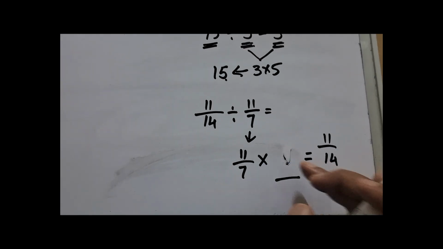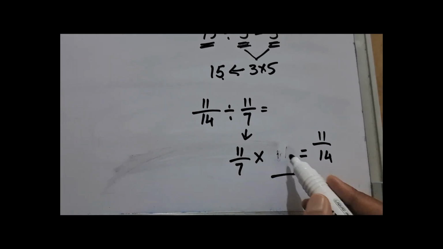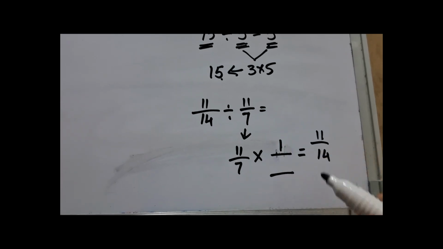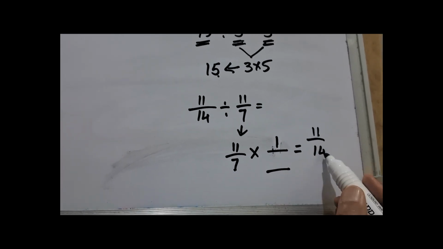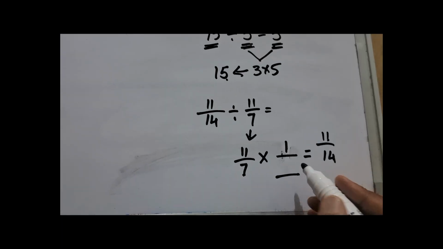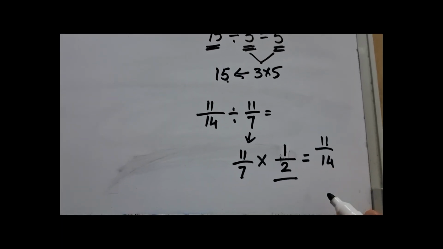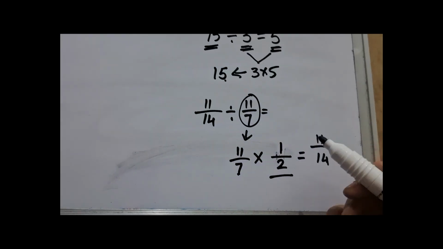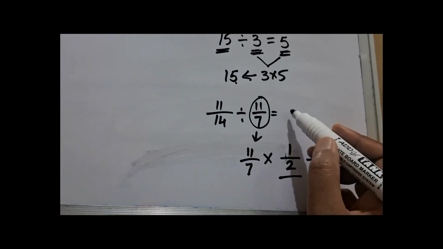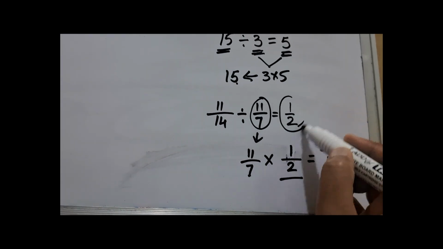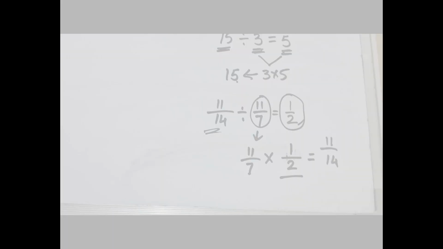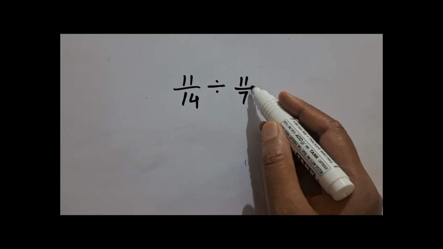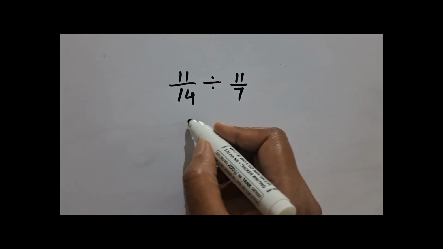Now here, 11 into what is equal to 11? 1 ones. And 7 into what is equal to 14? That is 2 twos. Okay, children. That means when this divisor is multiplied with this quotient, we get the dividend, 11 by 14 divided by 11 by 7.